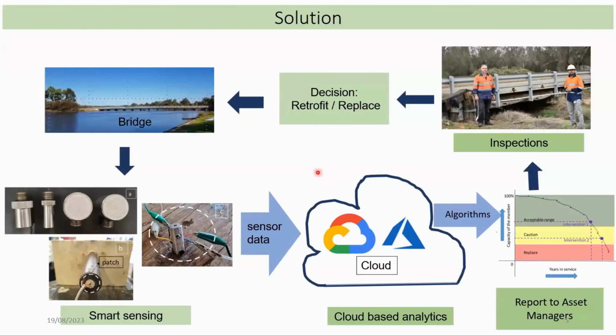So this is like a solution scheme. What we do is we introduce sensors in bridges and bridge components, and the sensors collect the sensor data and send it to the cloud. These clouds use different algorithms to do classification and to give suitable reports to the inspectors, who would again go there and do detailed inspections. Based on their inspections, we can take a decision about whether the bridge needs to be retrofitted, replaced, or it's in good shape.